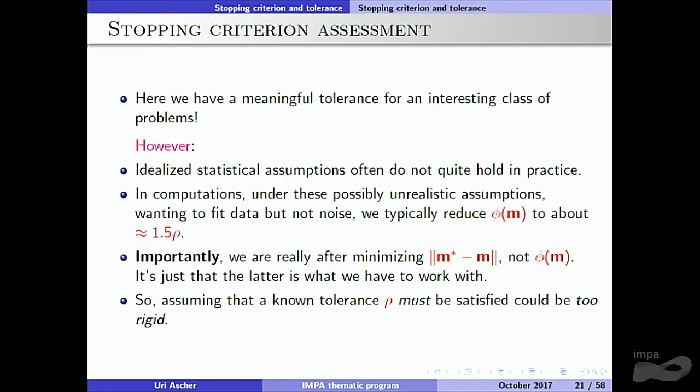The point is, in general, that rho is violated immediately. People stop before they actually get to the level of rho. For instance, a factor of 1.5 rho is what we have used, and others as well.